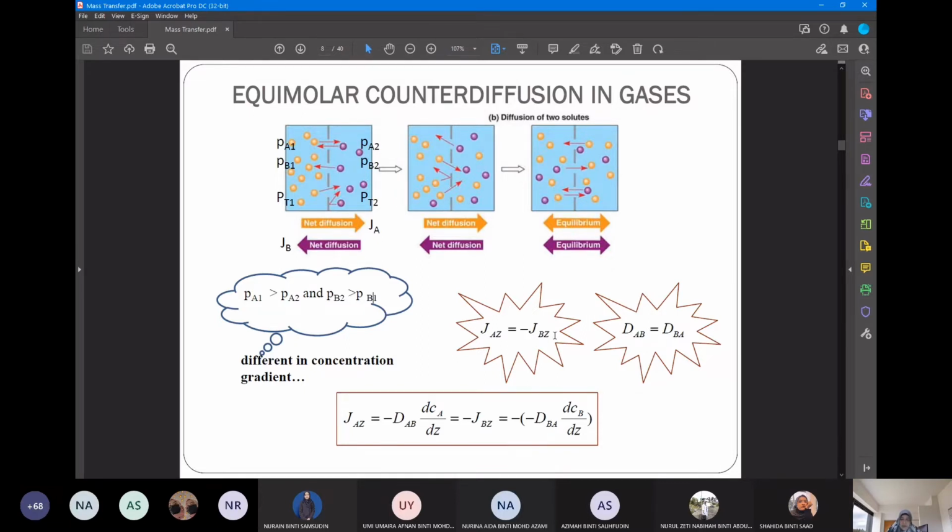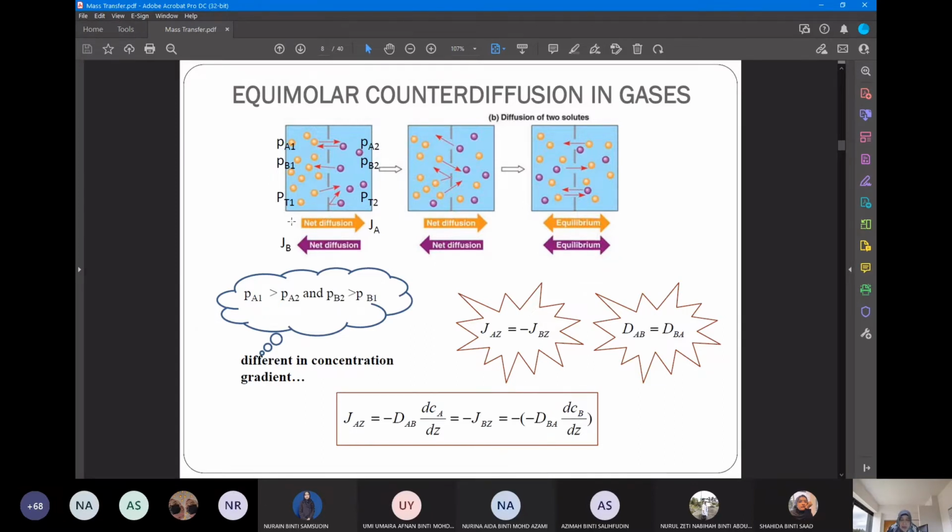Okay, JBZ. The magnitude that you get are the same. Why? Because we are talking about equimolar. Okay, equimolar. But the motion, the movement are in different directions.